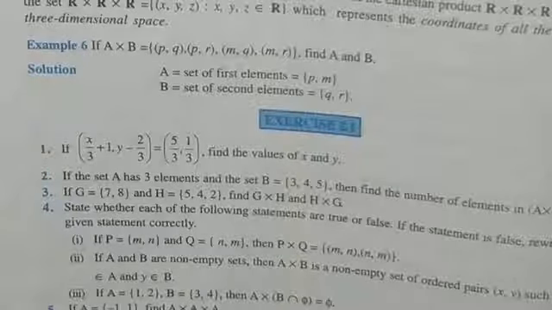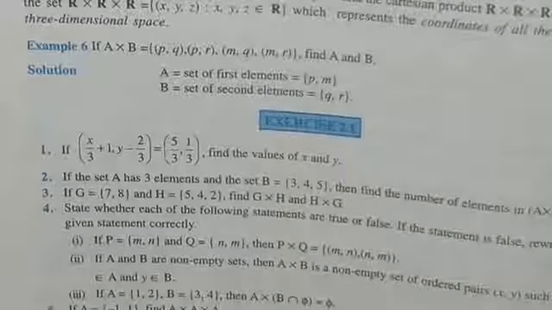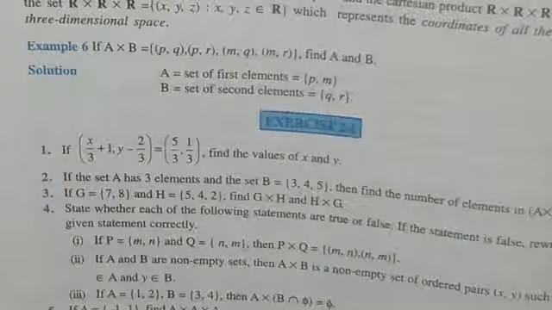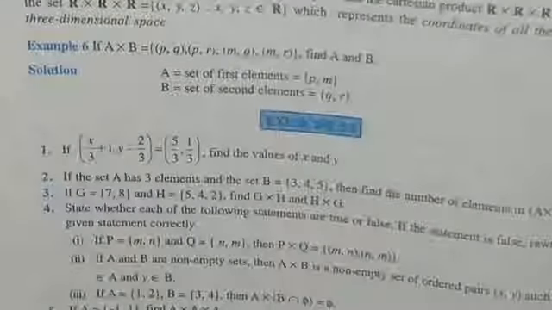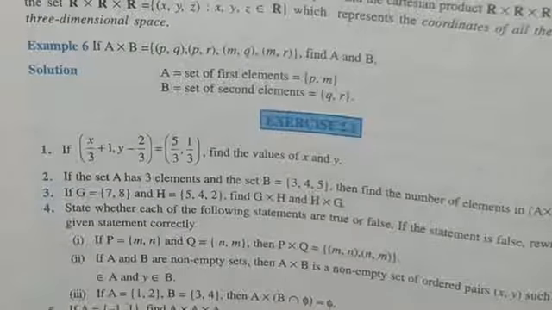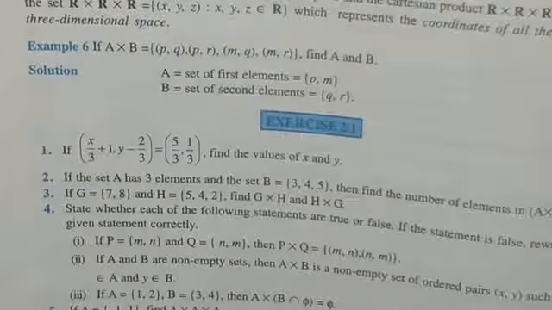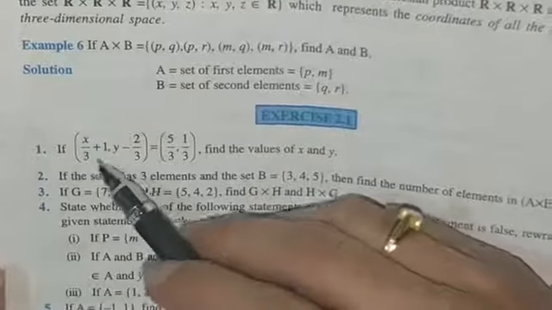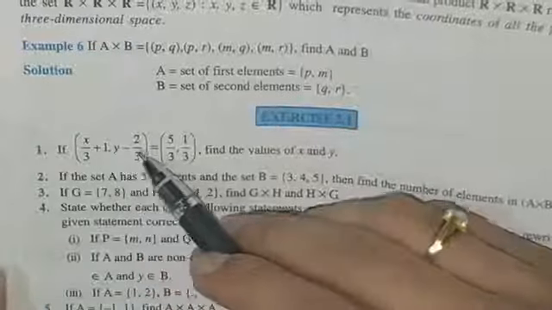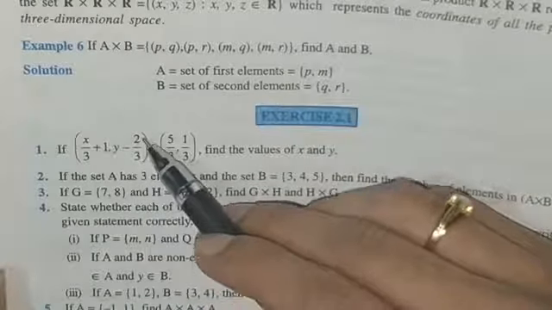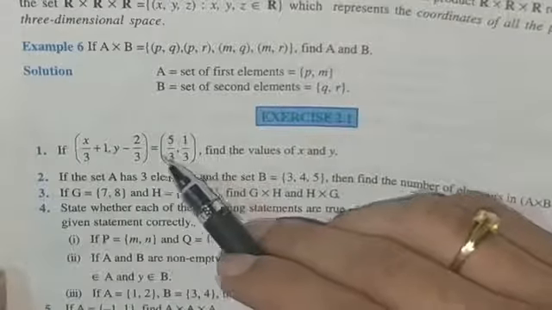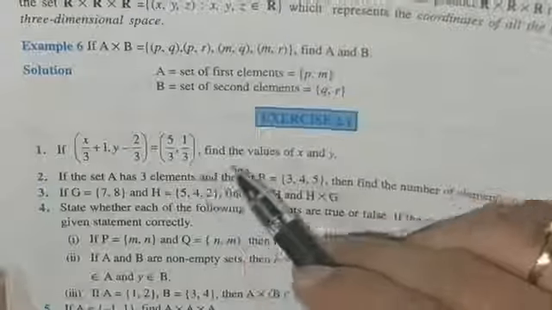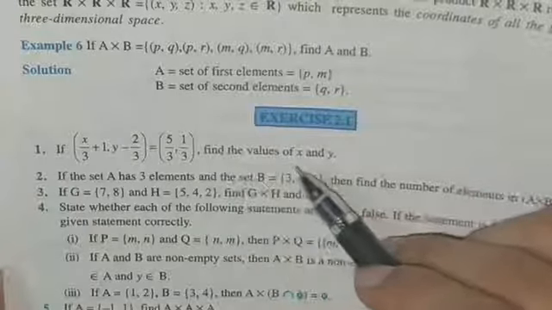Today in this video, let us solve the exercise 2.1 of the chapter 2 Relations and Functions from the standard 11th. First problem here is, if the ordered pair (x/3 + 1, y - 2/3) is equal to the ordered pair (5/3, 1/3), find the values of x and y.